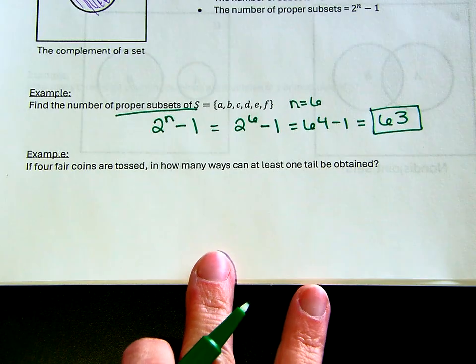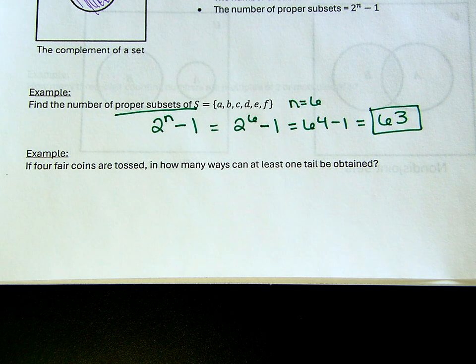And we're going to use this kind of backwards thinking or roundabout thinking to help us figure out these other problems without having to list out all of the possibilities. It says if 4 fair coins are tossed, in how many ways can at least one tail be obtained?